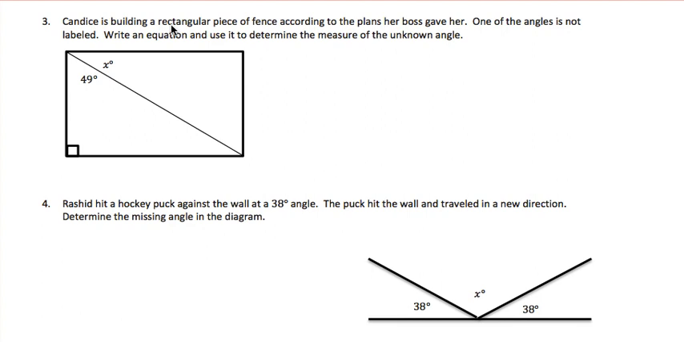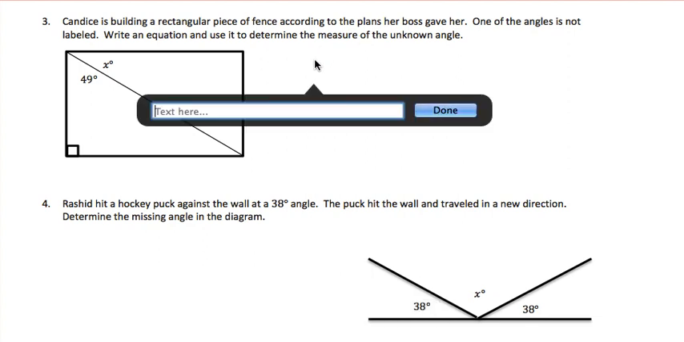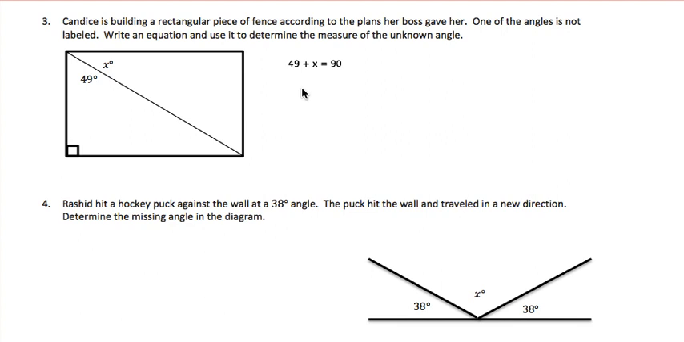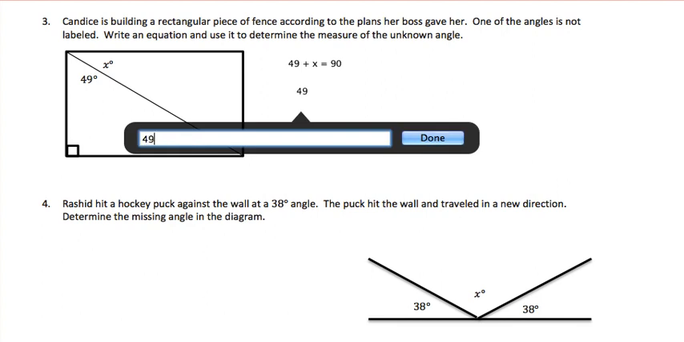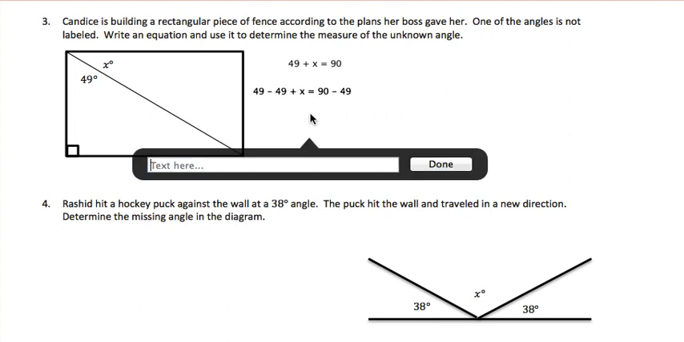Candace is building a rectangular piece of fence. What do we know about rectangles then? Well, we know that a rectangle is made up of 4 right angles. So that would mean that this angle is actually a right angle, or 90 degrees. Now that we know that piece of information, we can go and write our equation and solve our equation quite simply. 49 plus x is equal to 90. And to solve, we'll subtract 49 from both sides. And we find then that x is equal to 41 degrees.